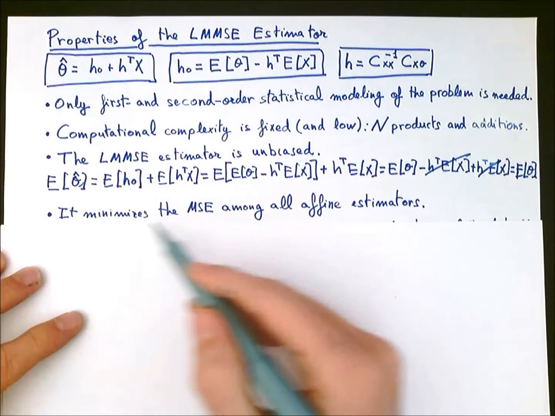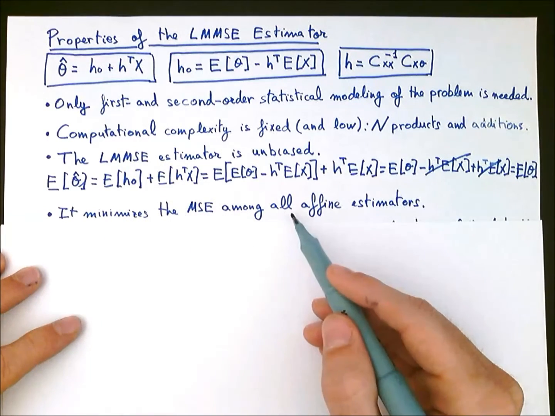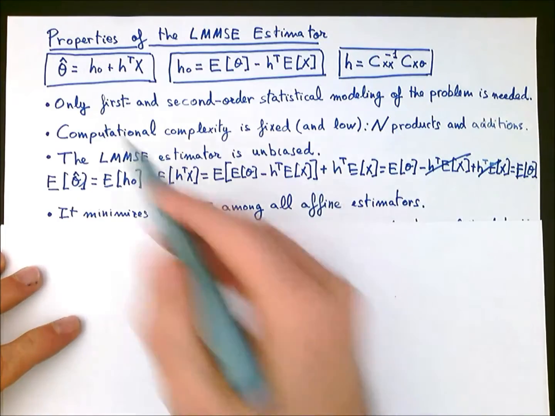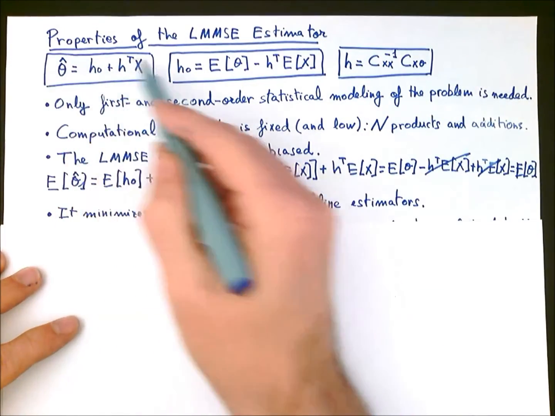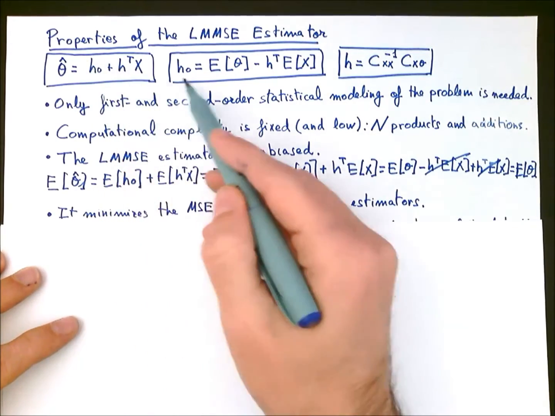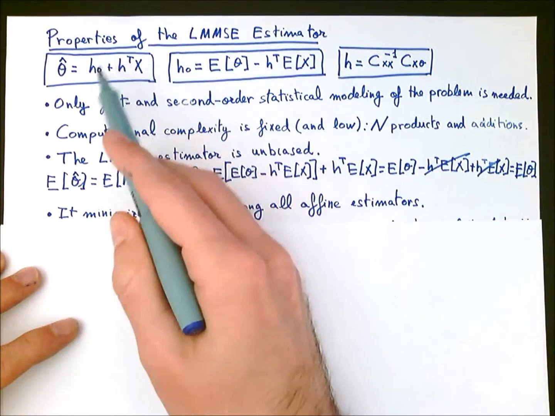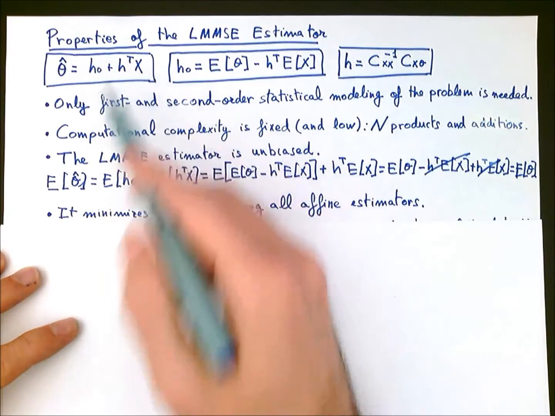As we know, the LMMSE estimator minimizes the MSE among all estimators which are affine, which have a form equal to this one here. And of course, this comes from the fact that the way we choose to compute the coefficients H0 and H is precisely by minimizing the mean squared error.